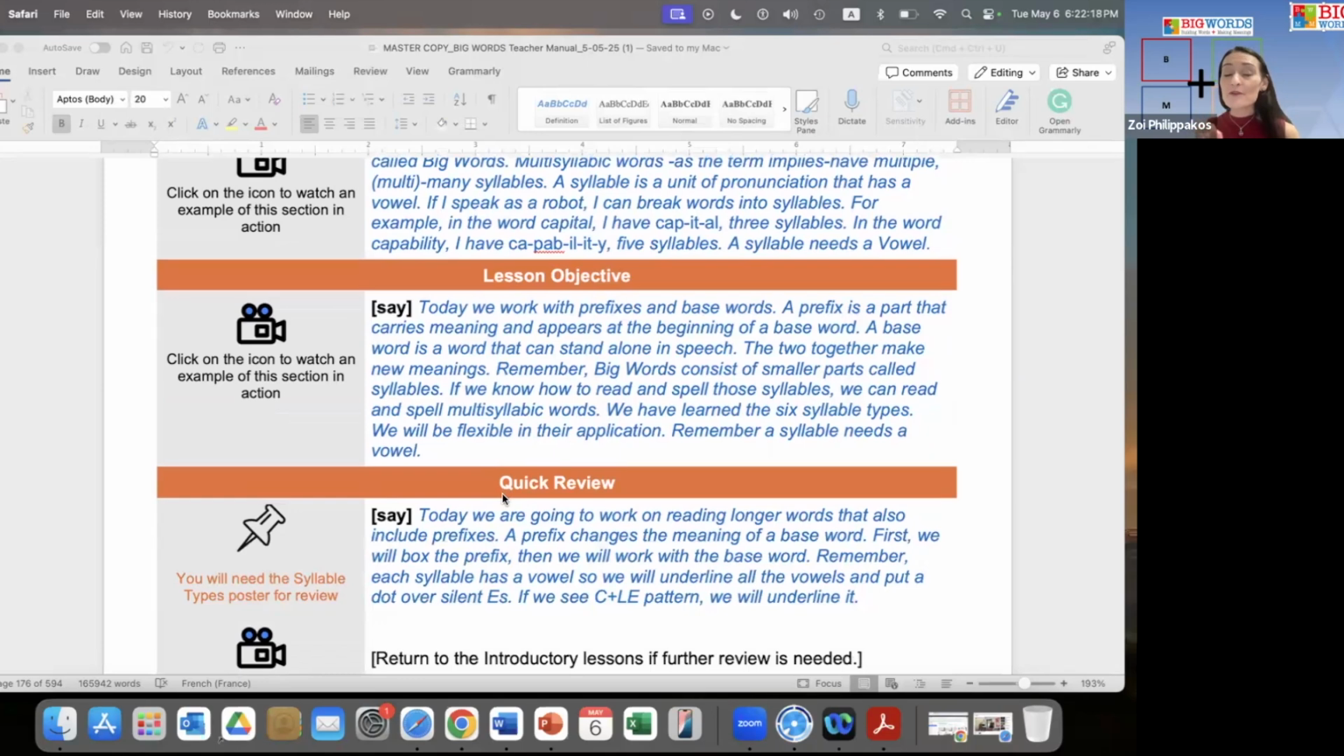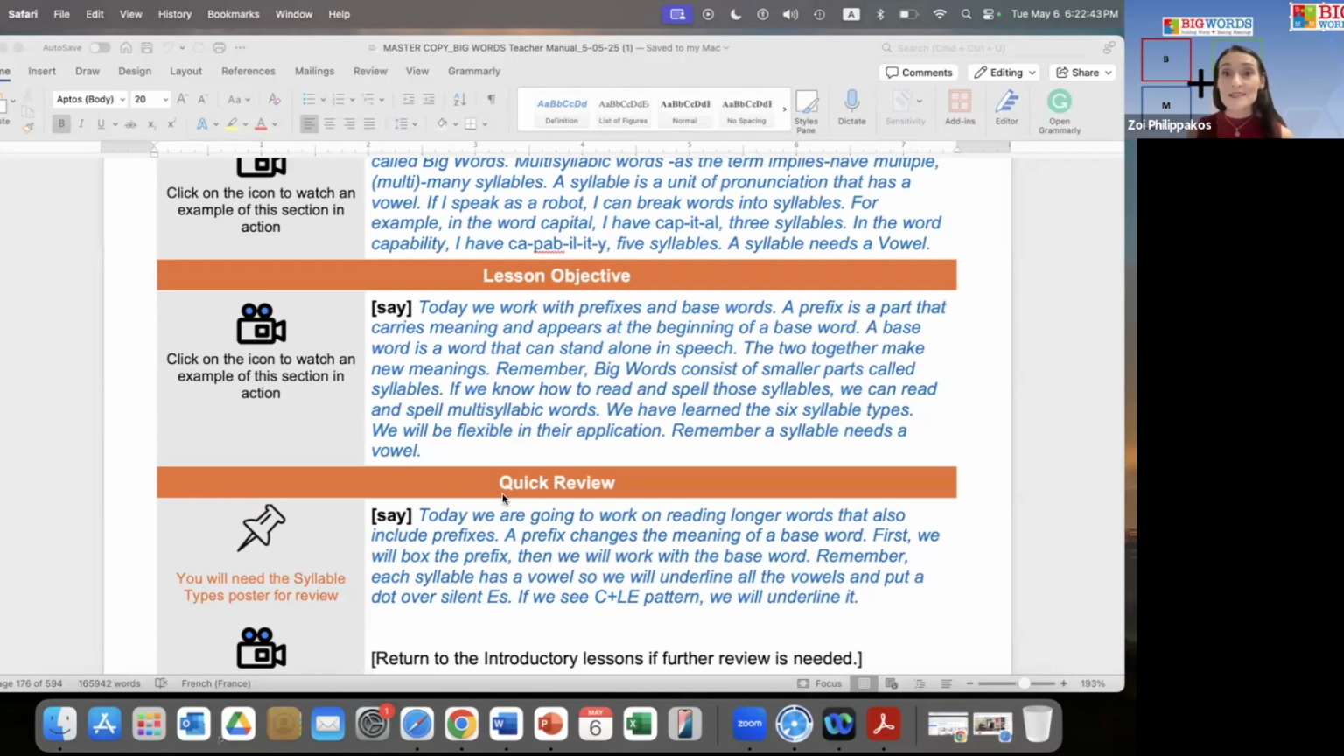Today, we will work with prefixes and base words. A prefix is a part that carries meaning and appears at the beginning of a base word. A base word is a word that can stand alone in speech. The two together make new meanings. Remember, big words consist of smaller parts called syllables. If we know how to read and spell those syllables, we can read and spell multisyllabic words.